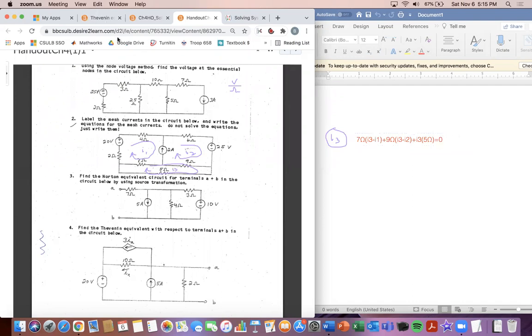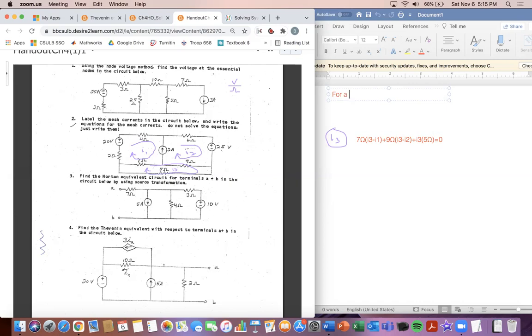Okay, cool. Now we're gonna form a mesh current equation, and we're gonna look at I1 and I2 here. The important part is that we're going to have to create a super mesh, because there's a current source between the two meshes, and that's a special equation we'll have to memorize. I need to make a note of it.